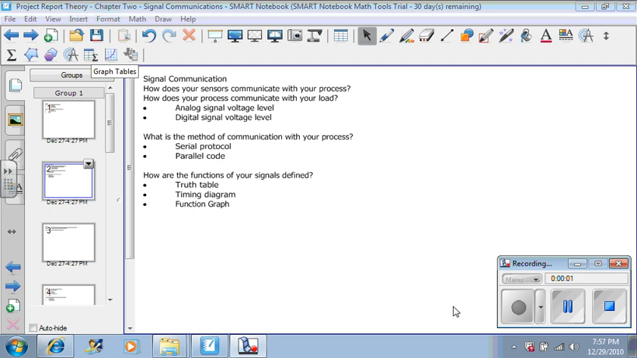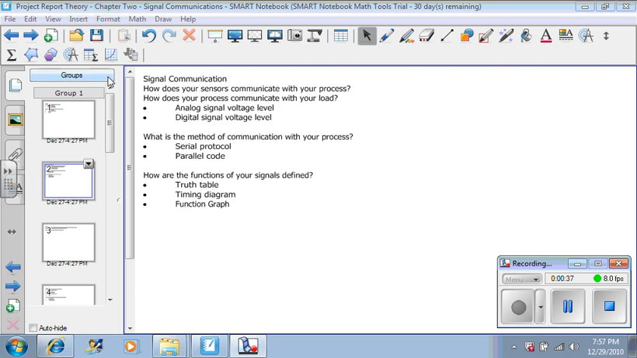Now we're in the signal communication portion of our technical report. This is a very important section. It gives the technician or the engineer an idea of how the components are communicating with your system. In this example, I will start off directly by drawing pictures, and hopefully you can translate these visual pictures into words to put in your report.